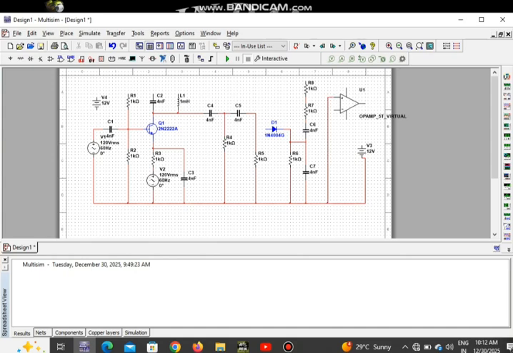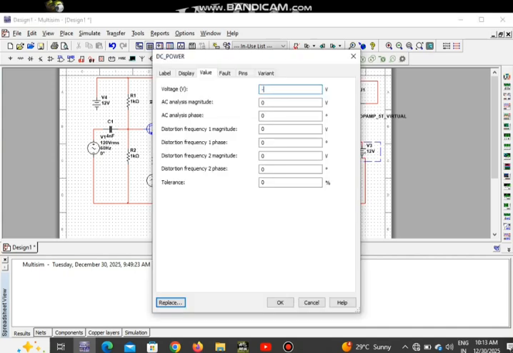Comparator positive to ground and negative to R7 and R8 middle. Comparator output to R8, and positive terminal to voltage source positive, and negative terminal to voltage source negative side. It is positive 12 volt and negative minus 12 volt. The value is minus 12 volt negative.